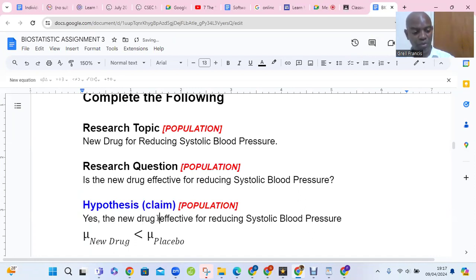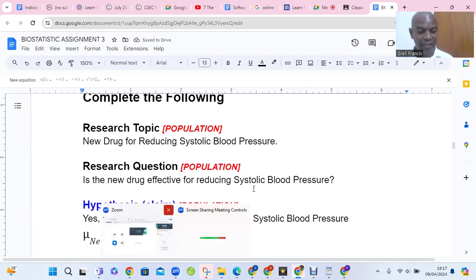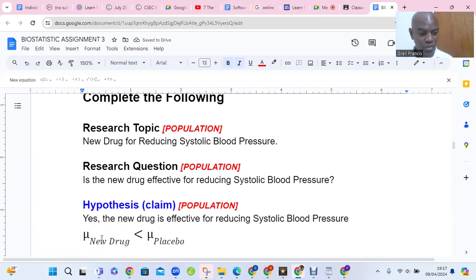And symbolically, we have the mean pressure of the new drug group, the new drug participants, is less than the mean of the placebo group. That is what this hypothesis is claiming. Okay, that's what it is claiming. And this has to be tested to see if this is true or not.